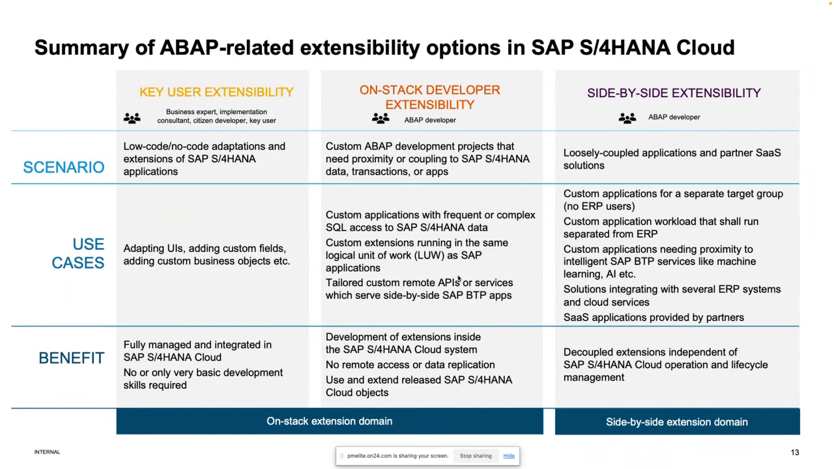That should be clear. If you have something very business critical, which should, for example, be directly committed with the main sales order class, then on-stack extensibility is the way to go. If you are loosely coupled, have a different user group, or, for example, have such a high load in your application that you do not want to burden the normal business processes in your S/4HANA system, then it's a good idea to go side-by-side and do this, for example, in Steampunk, in the BTP environment.